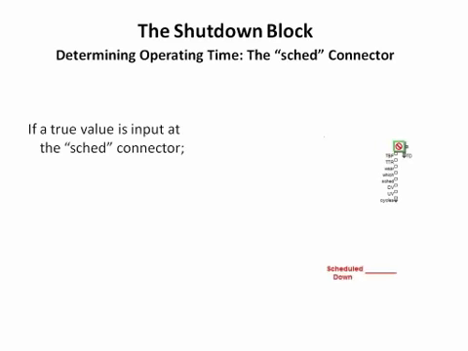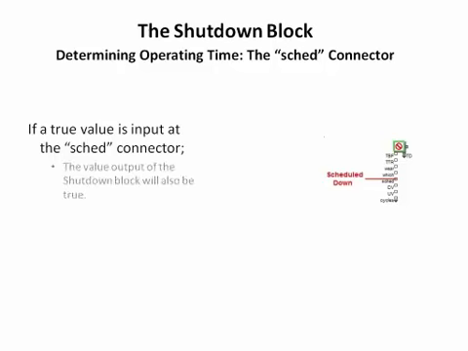Now, another option is we can connect a true-false signal at the schedule connector. The schedule connector is a way of merging down signals. So if the value at the schedule connector is true, the value output of the schedule block will also be true. In essence, it's saying that a shutdown has occurred at a higher level and you are down independent of what this particular shutdown block thinks.